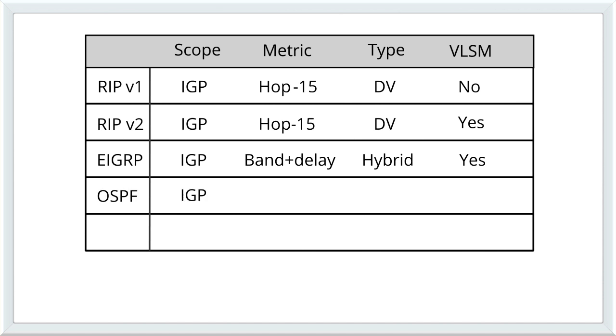Another protocol is called Open Shortest Path First, or OSPF. OSPF is also an IGP and uses link cost as its metric. OSPF is a link state method that supports VLSM. It's designed for larger networks than RIP can support.